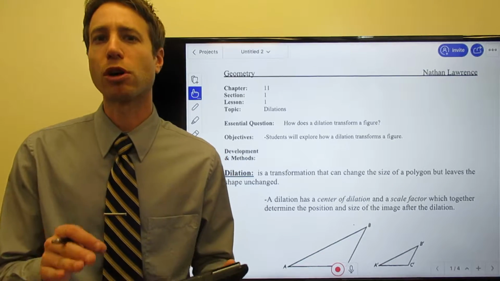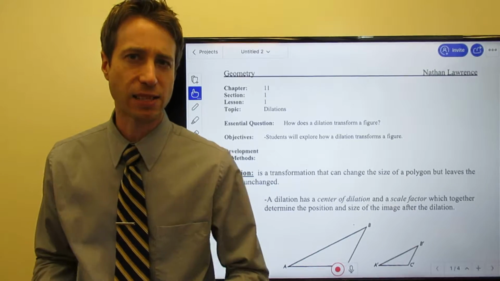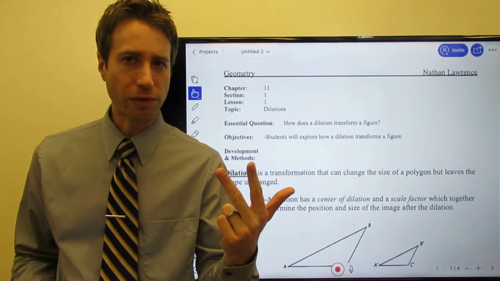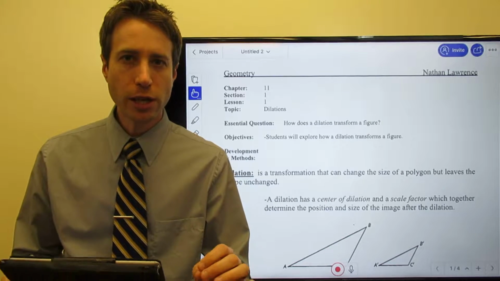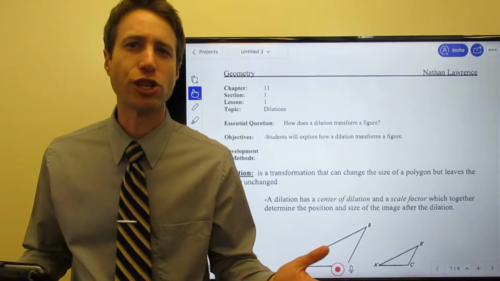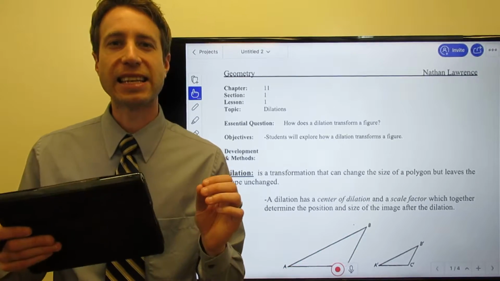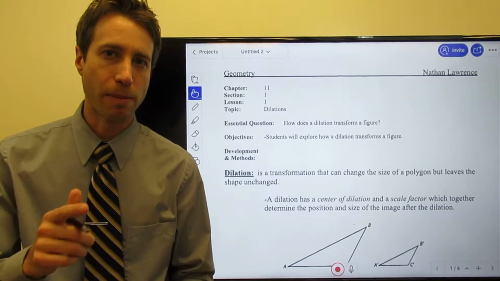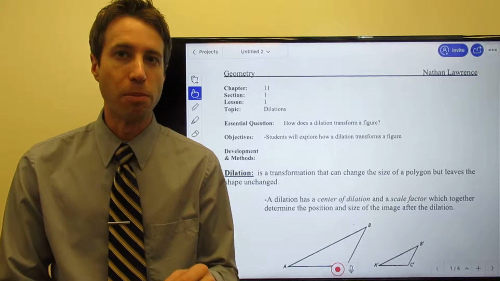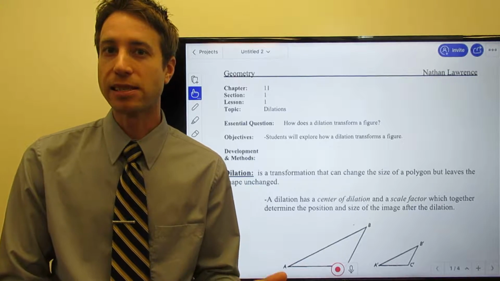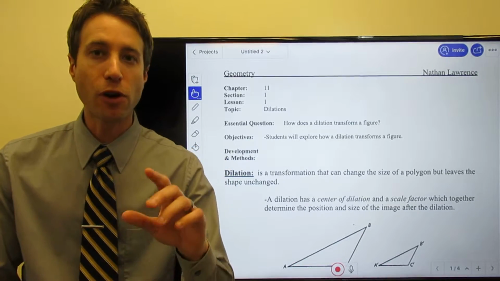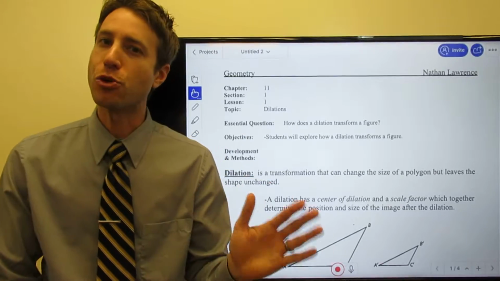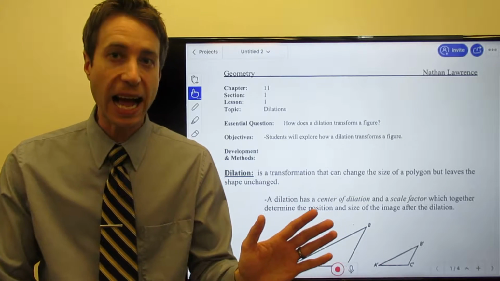And hopefully what you'll recall is it was because of this. A translation, a rotation, and a reflection were rigid transformations. Rigid simply meaning that the image and the pre-image were congruent. Remember, congruency preserves both shape and size. So whatever figure you started with, the figure you end with will be exactly the same figure.